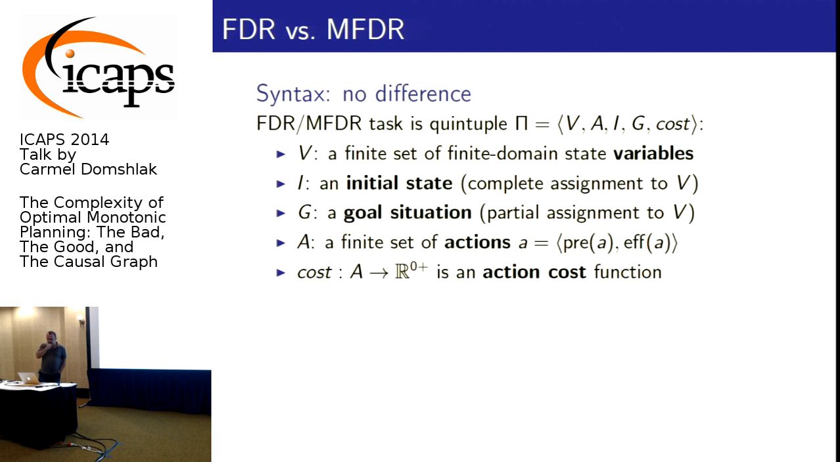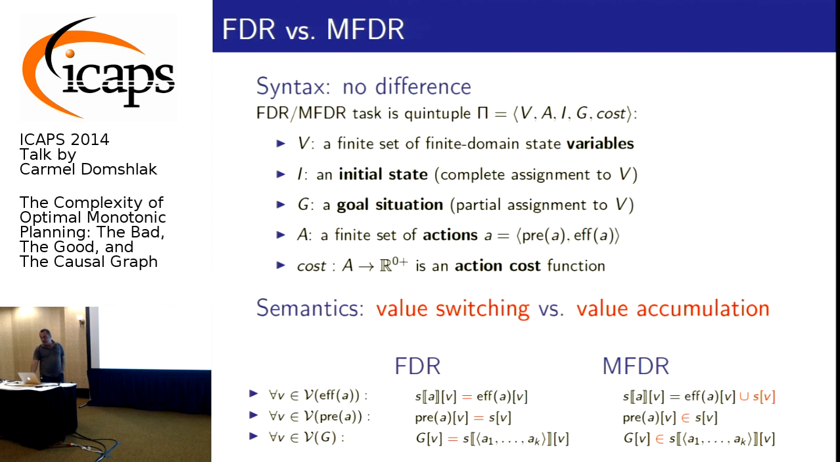So if you look at finite domain representation versus monotonic finite domain representation problems, in terms of syntax, they are completely identical. There's no difference. You have a bunch of state variables, actions with preconditions and effects, a cost function if you are not happy with uniform costs. But there's no difference at the level of syntax. The difference comes at the level of the semantics, with the most important difference being that while in FDR an action changes the value of state variables, in monotonic FDR an action adds values to state variables, moving from value switching to value accumulating semantics.